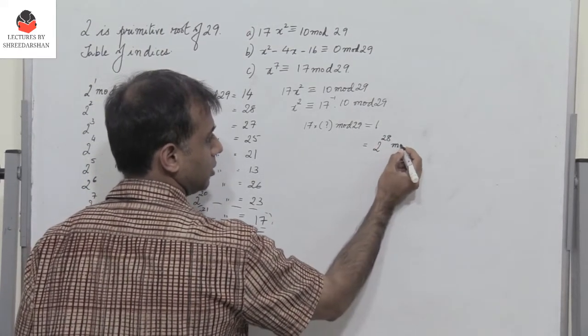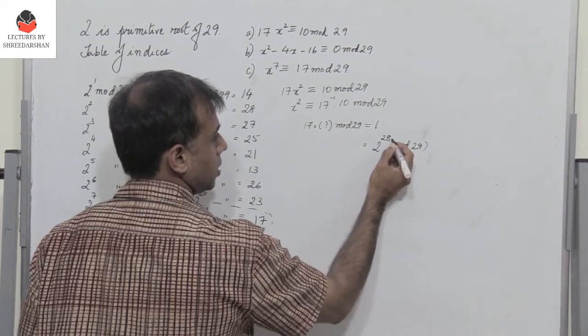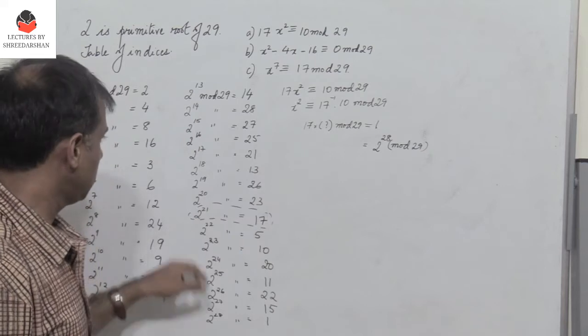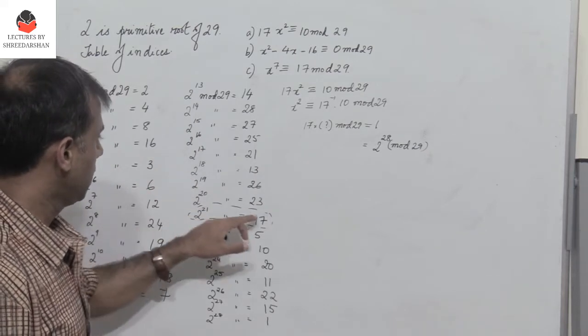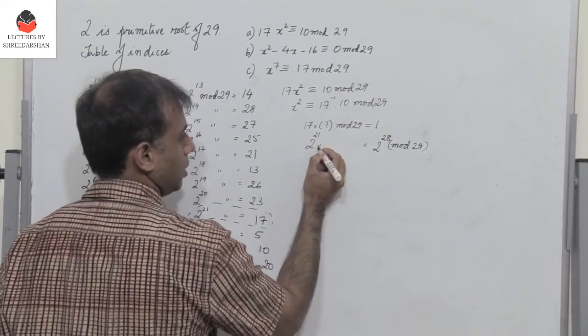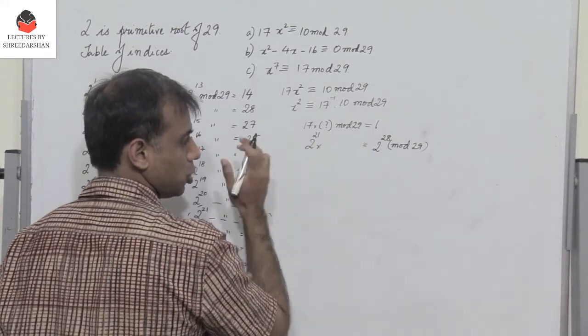In mod 29, of course, I have 2 power 28, which is 1. What is 17? So 17 is nothing but 2 power 21. Therefore, the LHS also should be 2 power 28.